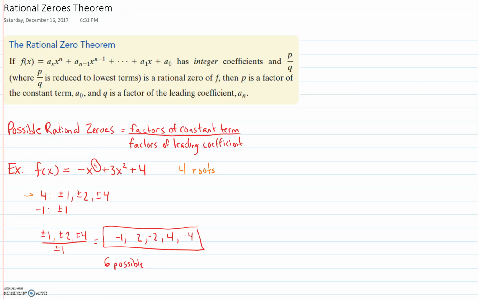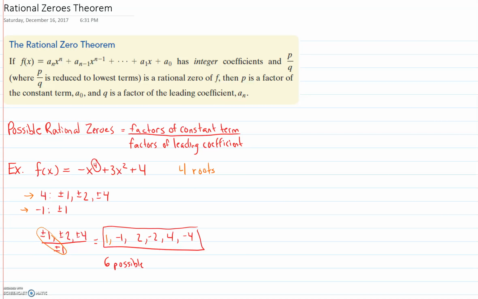So here what we're doing is we're listing the constant term, and the factors are listed: positive negative 1, positive negative 2, positive negative 4. And then we take a look at negative 1, which is the leading coefficient, and we just see that positive and negative 1 are the only factors. When we list those out, we'll see that we get positive negative 1, positive negative 2, positive negative 4, because all of these, when you make these possibilities, they're all being divided by a positive or negative 1. So these are only possible outcomes for those.